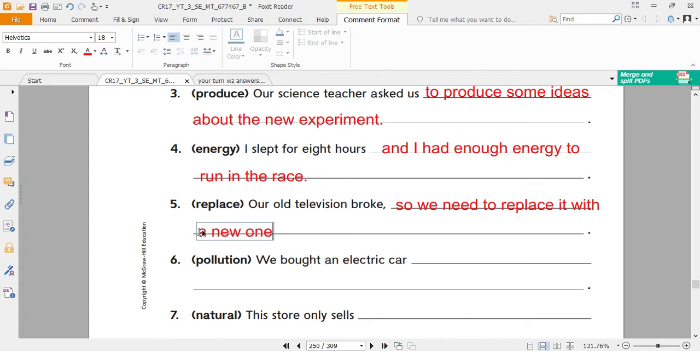Number 6, pollution. We bought an electric car. Yes, as or because it doesn't cause pollution. It doesn't cause pollution.